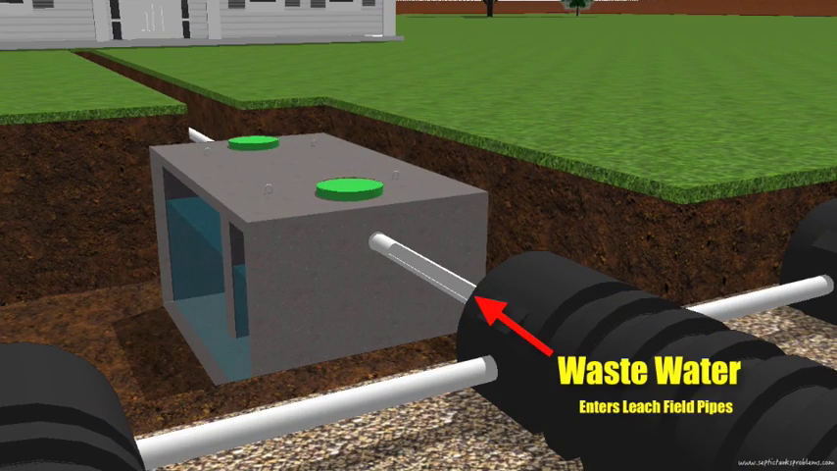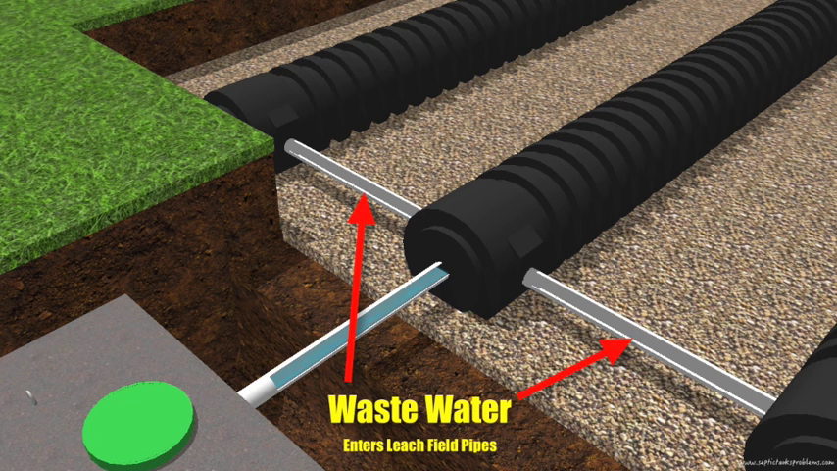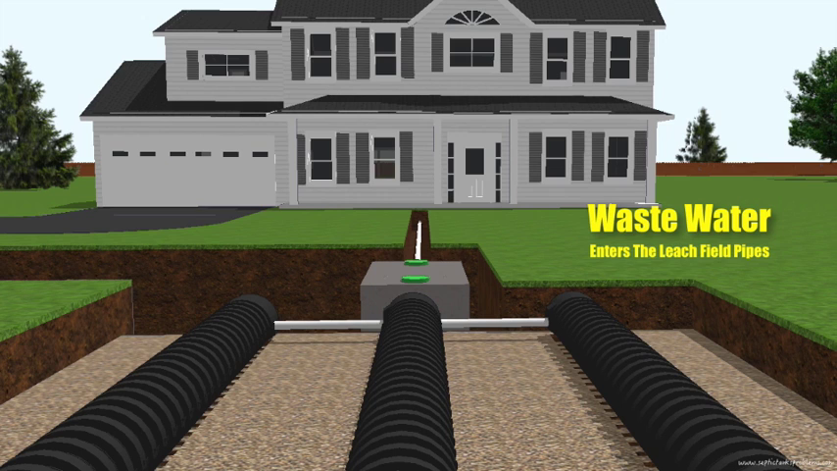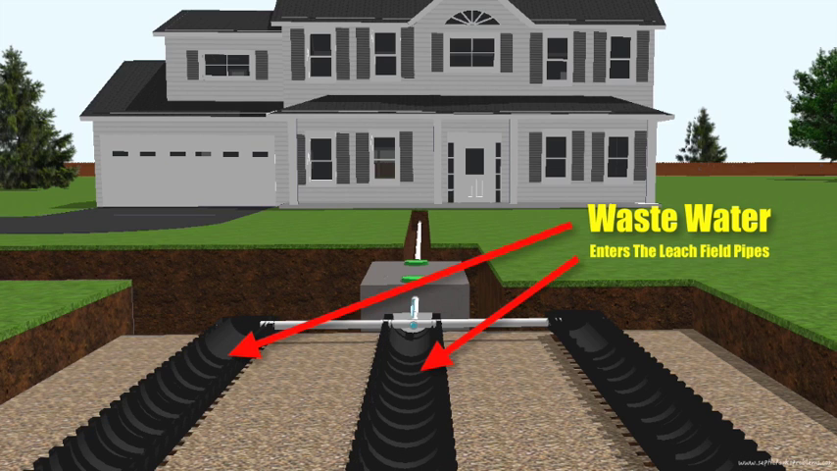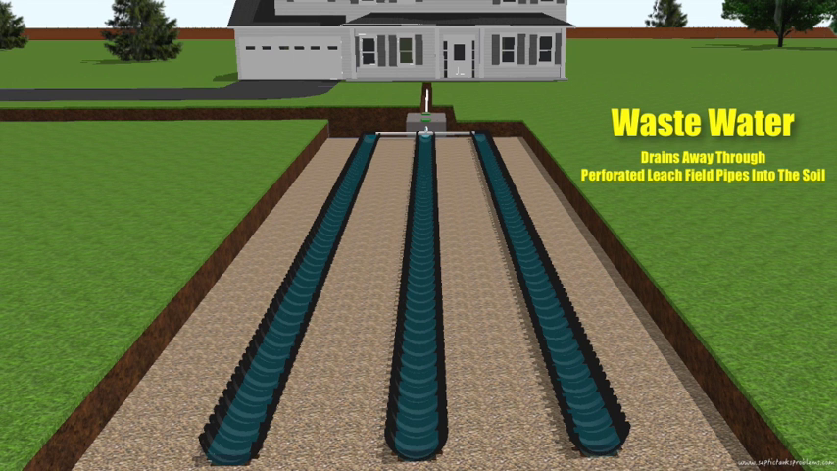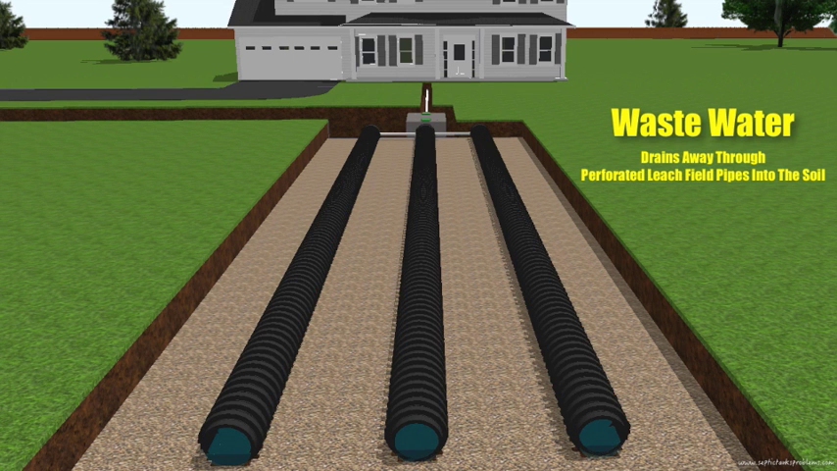The wastewater makes its way from the septic tank through a series of pipes. These pipes connect with the drain field pipes. The drain field pipes are perforated and contain hundreds of thousands of holes, which allows the wastewater to naturally discharge into the gravel surrounding the drain field pipes, and then from the gravel the wastewater naturally discharges into the soil where it's biologically treated.